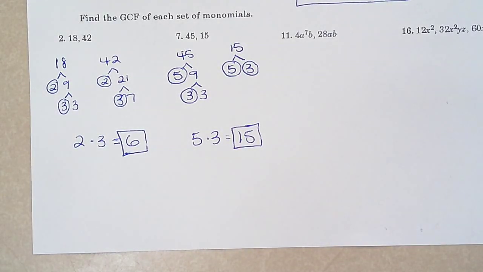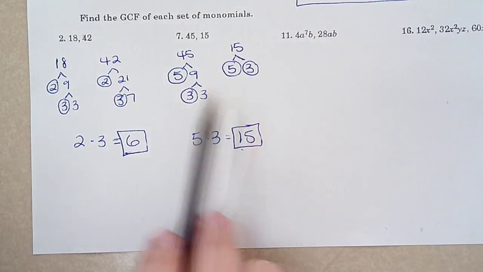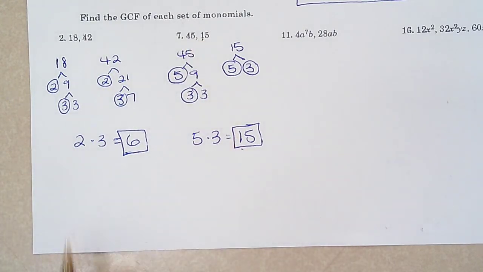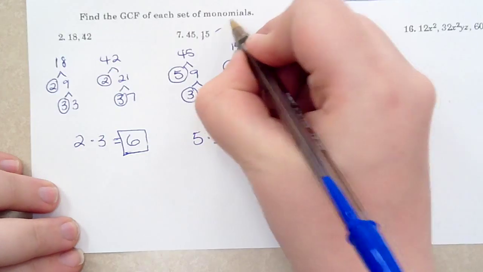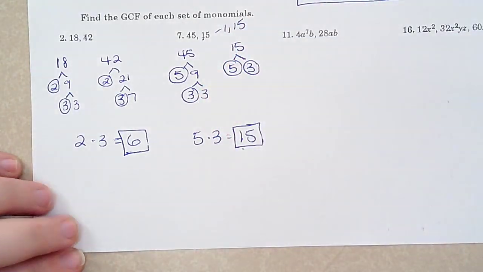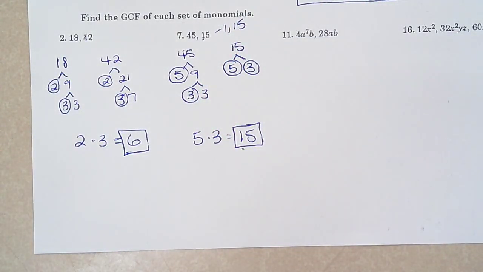Now you might be asking, can I have a factor that is just one of my numbers? Well, yeah, you can, because technically 15 also has the factors 1 and itself. So because 15 is a factor of itself, it is the greatest common factor between those two numbers.